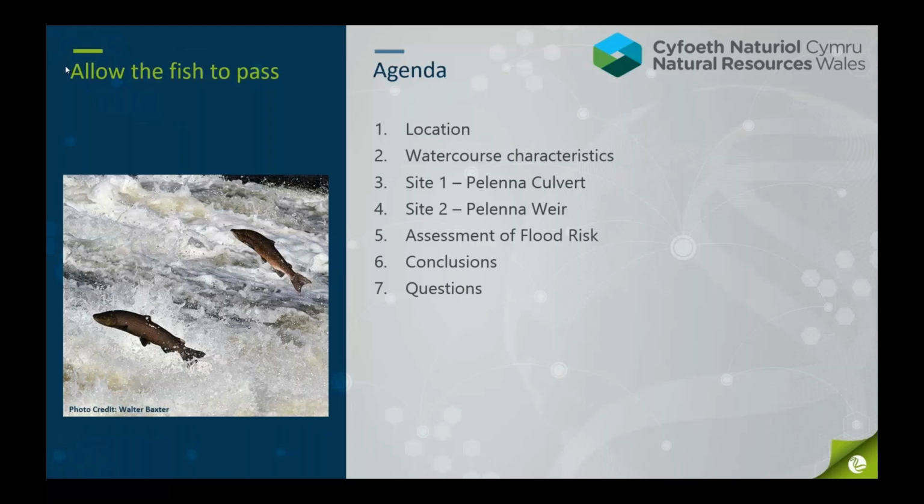So what am I going to talk about? I'm going to talk about the location where we've done this design work on these fish passes. I'll talk a bit about watercourse characteristics and the catchment characteristics, and then we'll look at each of the two sites, which is Pelena Culvert and Pelena Weir. I'll then cover a bit about the flood risk before drawing some conclusions and then questions at the end.